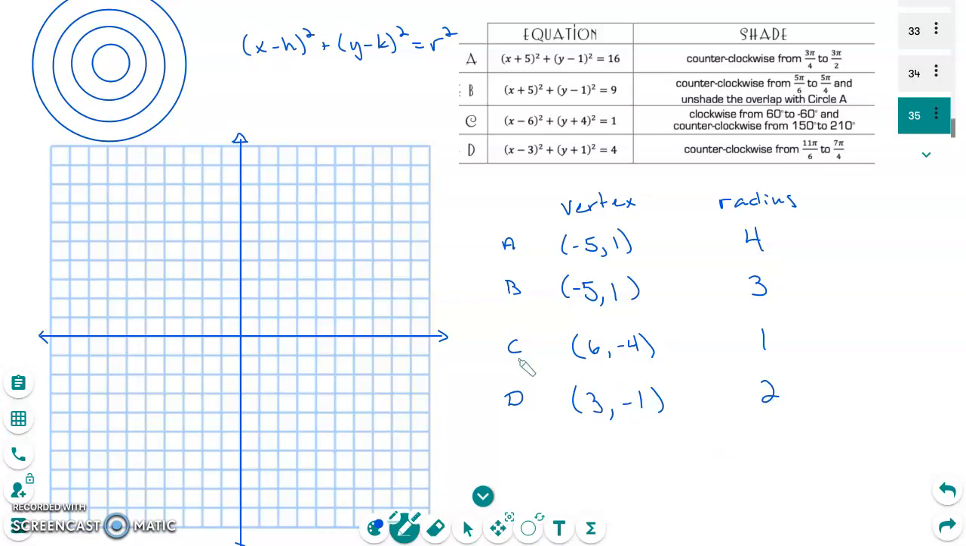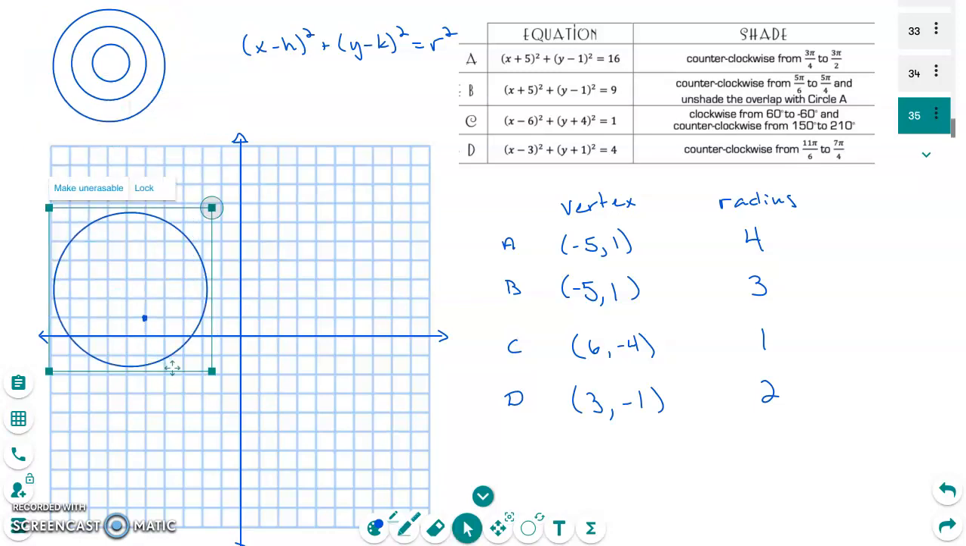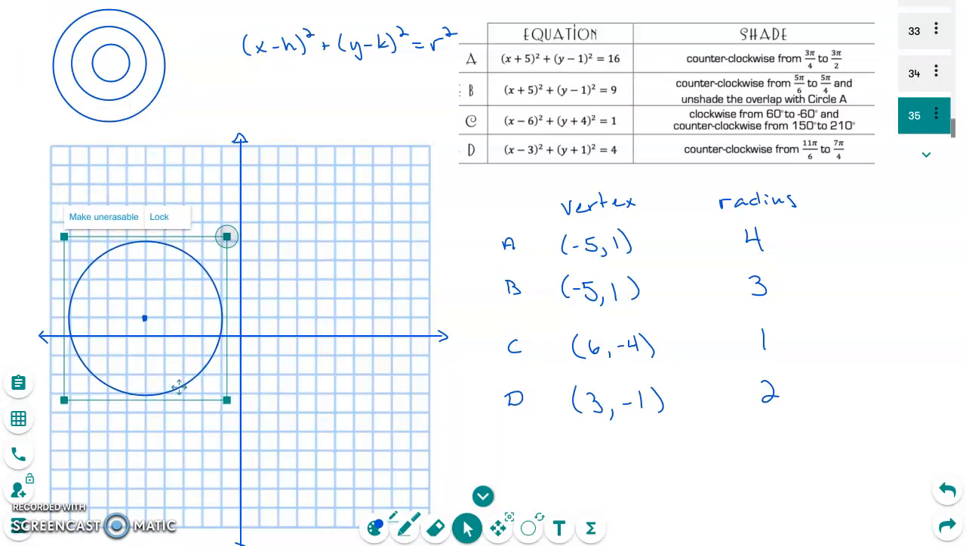Now, like I said, if you want to just freehand your circles as best you can from the vertex and the radius, that's fine for today. Okay, so let's start with A. We're going to plot the vertex at (-5, 1). 1, 2, 3, 4. Right there, sorry. I sort of cheated. I went ahead and pre-made my circles the right size here because I don't want to have to do it under pressure while I'm recording. So there it is.